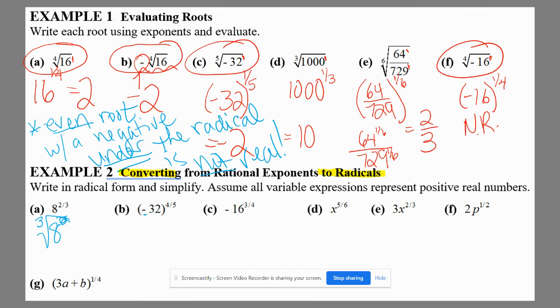Letter B. The negative 32 is inside parentheses, so that's like this letter C up here. Our base is negative 32. We have our radical symbol. Power is 4. Root is 5.